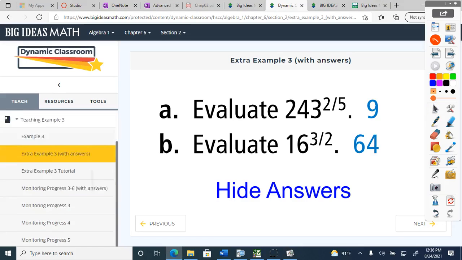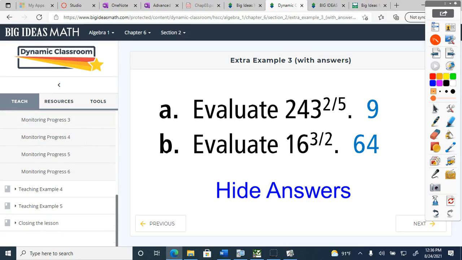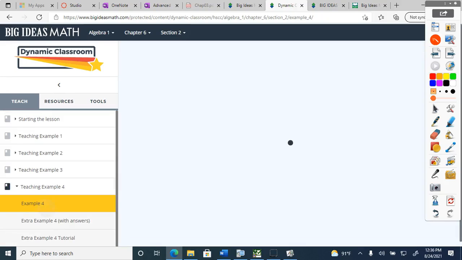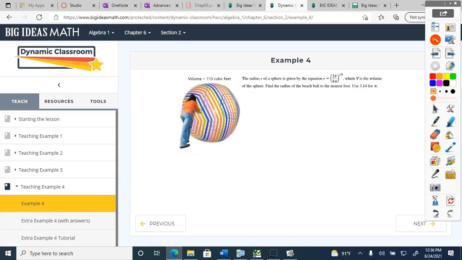All right. Example 4. We're almost done. That is satisfying. That's a big ball. Okay.